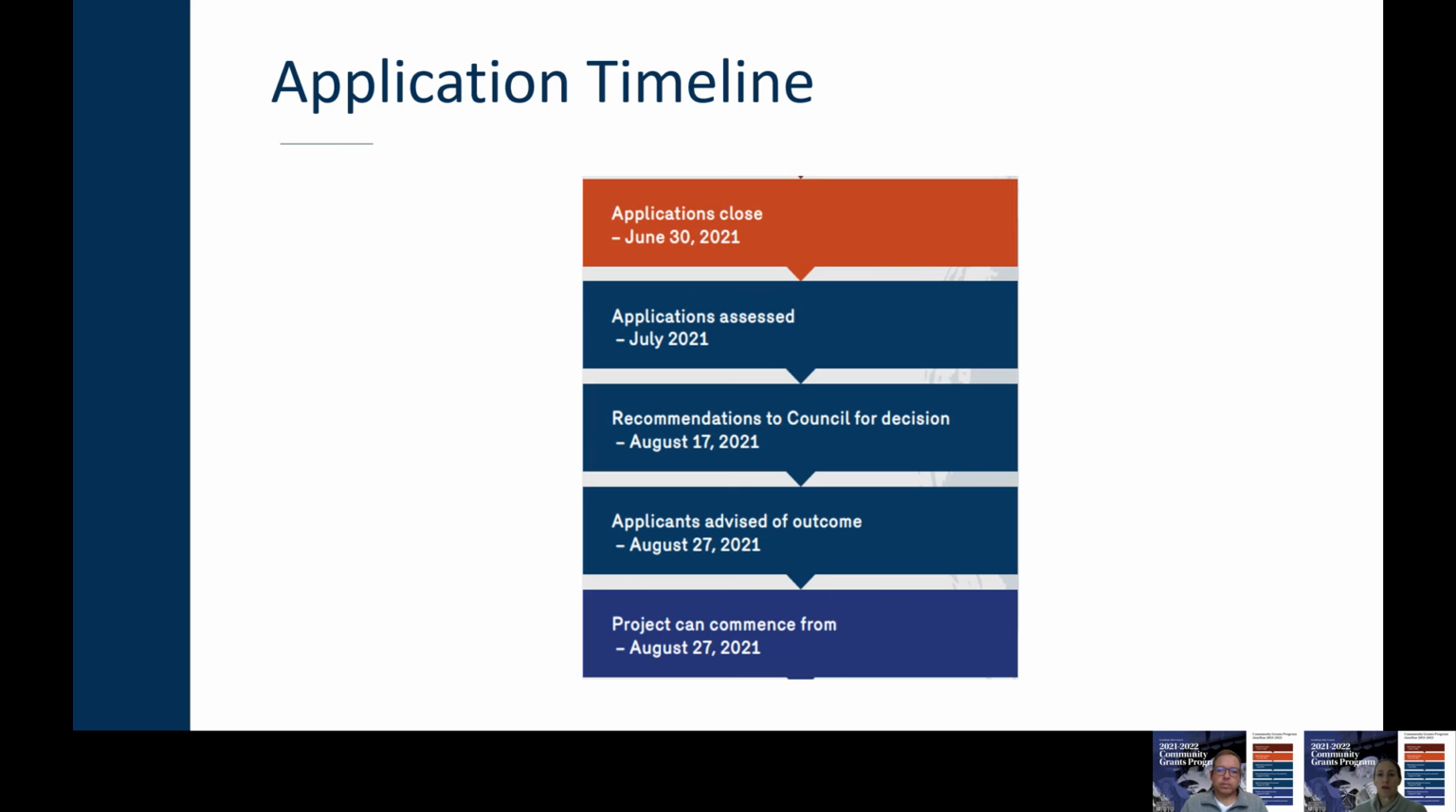It may seem like quite a long time frame to get through, but we do need to make sure that we have time to assess all of them that are coming through. And there's quite a lengthy process to be able to get it up to council as well. So council reports need to be approved and go through multiple levels of approval within the organisation as well. So it does take a little bit of time, but we will advise you as soon as we can after that decision is made at council.